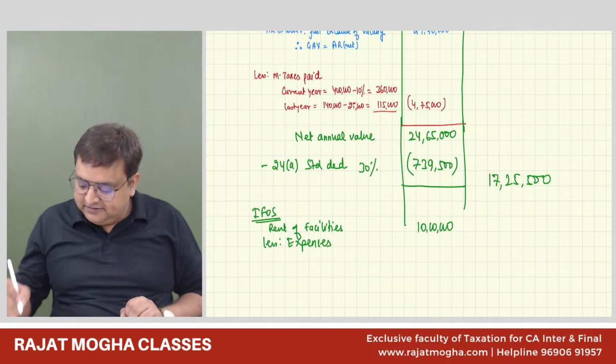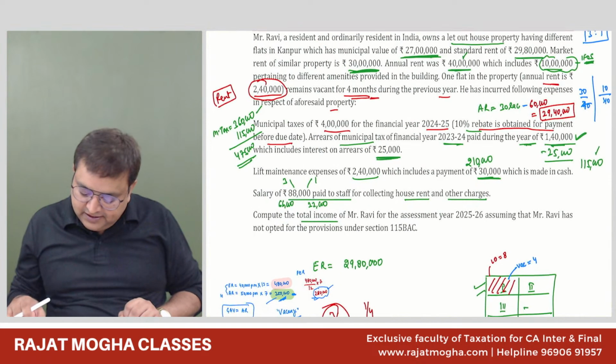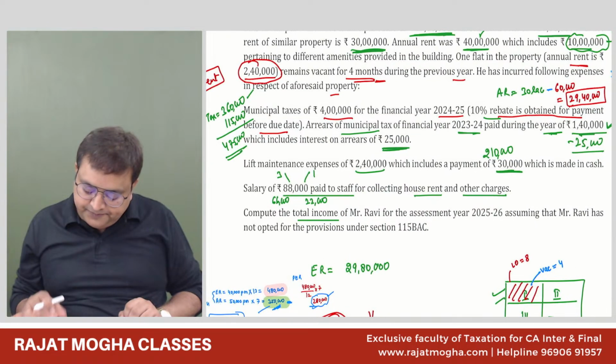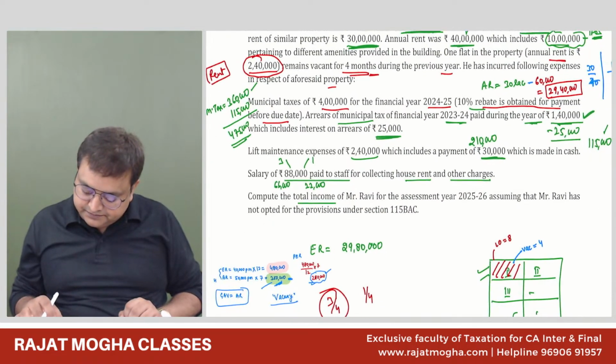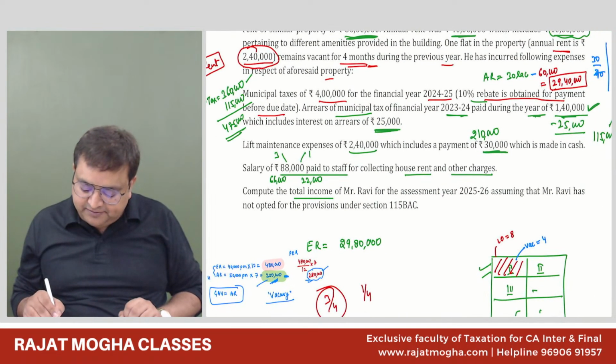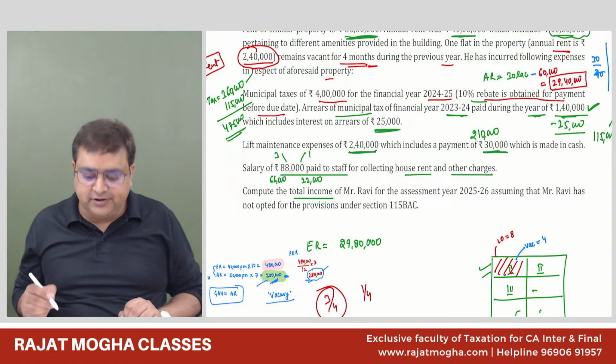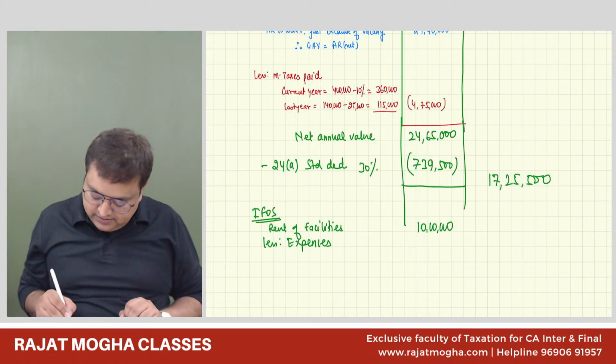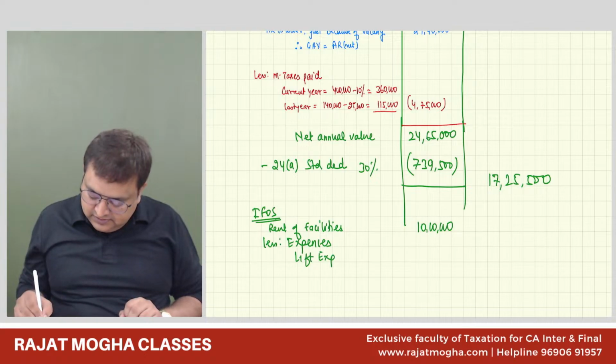How much are the expenses we are incurring for IFOS income? So they are telling me that lift maintenance expenses is 240. So I will deduct 240. Lift expenses 2,40,000.